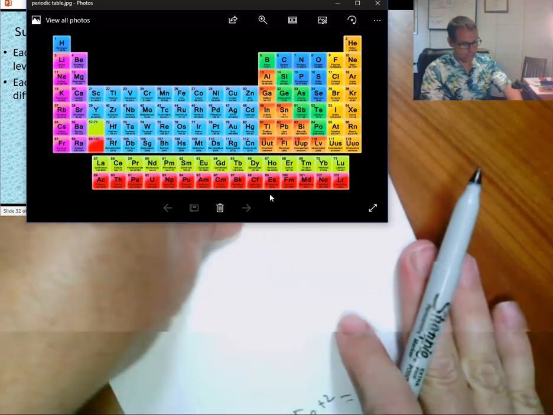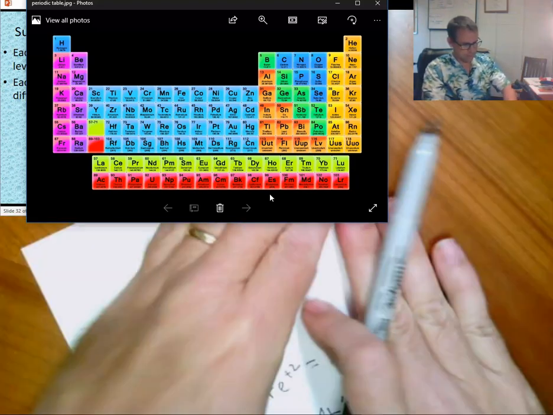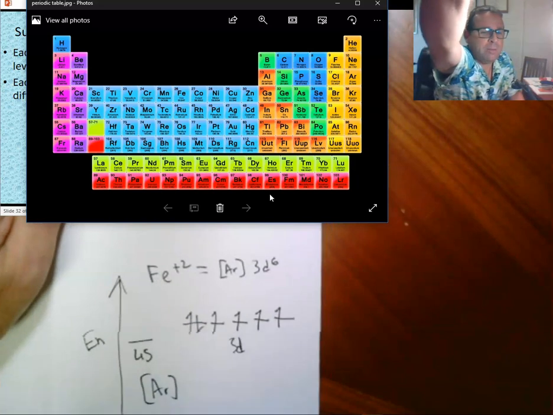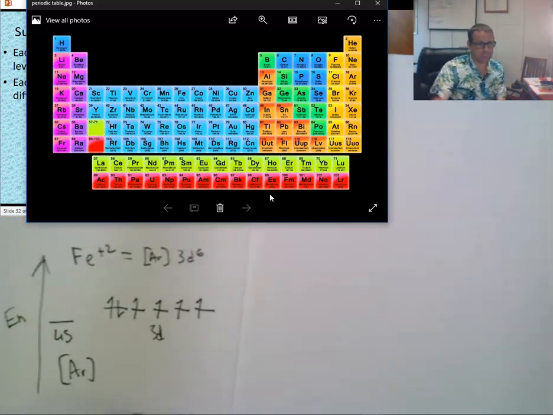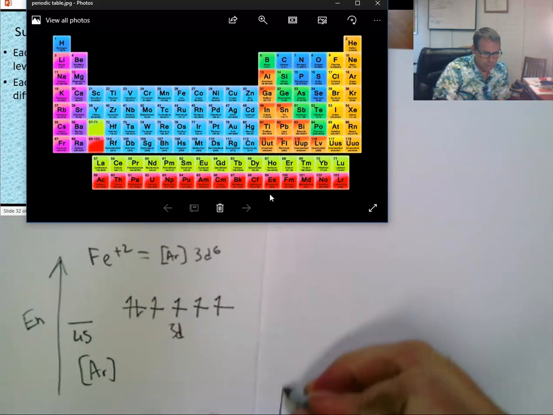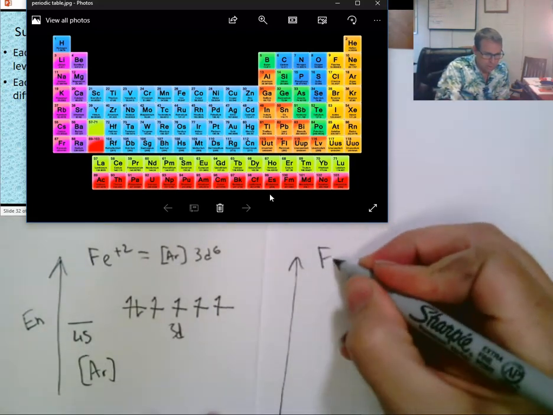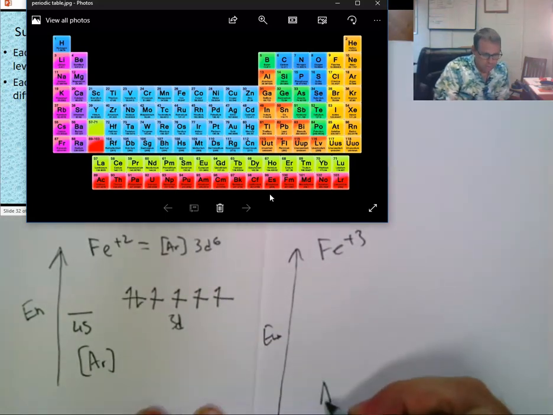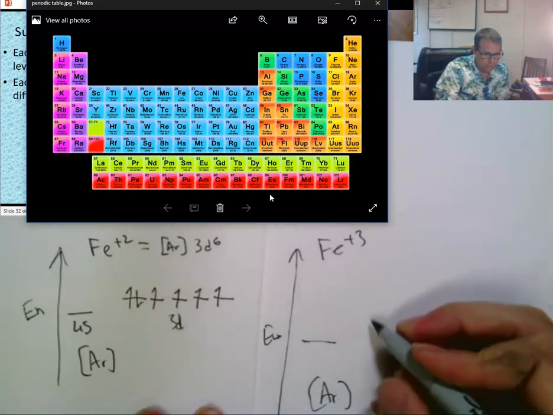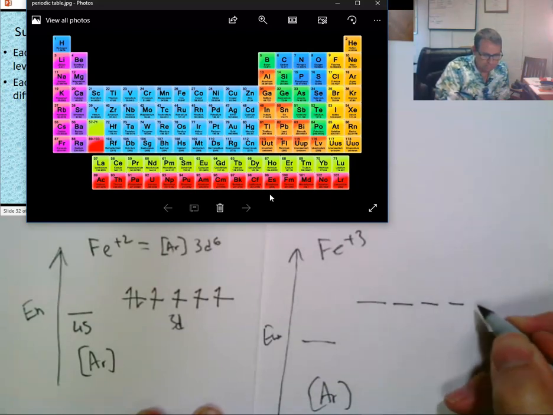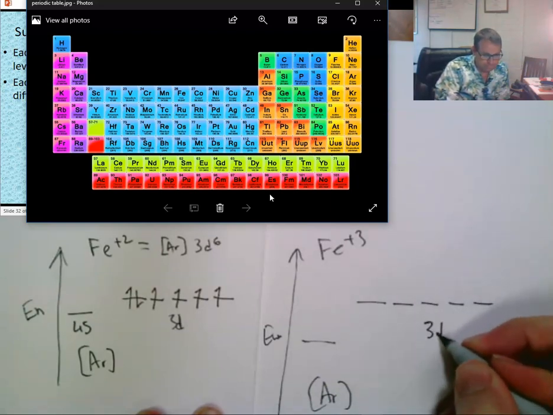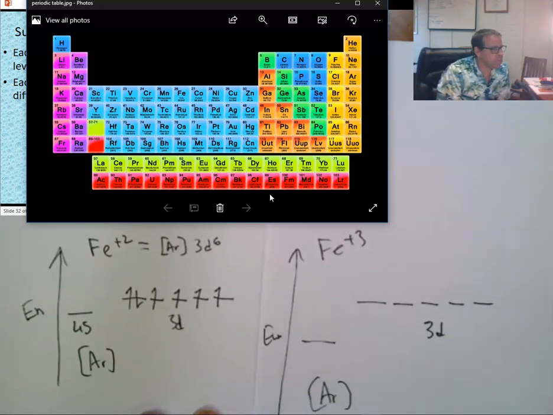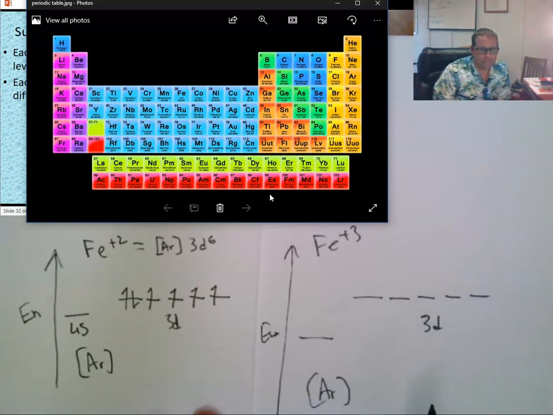Now, what would have to happen to my electron configuration if I'm going to go from iron +2 to an iron +3? Here's the energy again. Argon core, 4s2. What's going to be the difference here with the iron +3, Koa? Yeah, I would have to lose another electron.